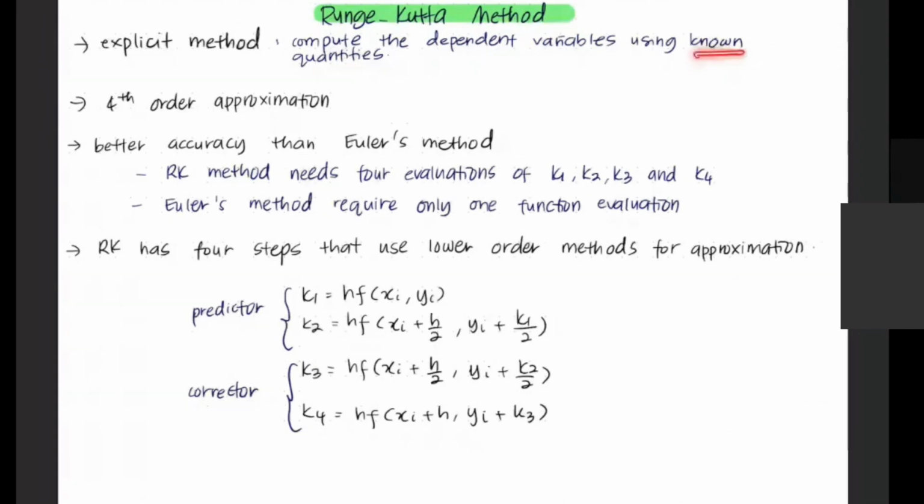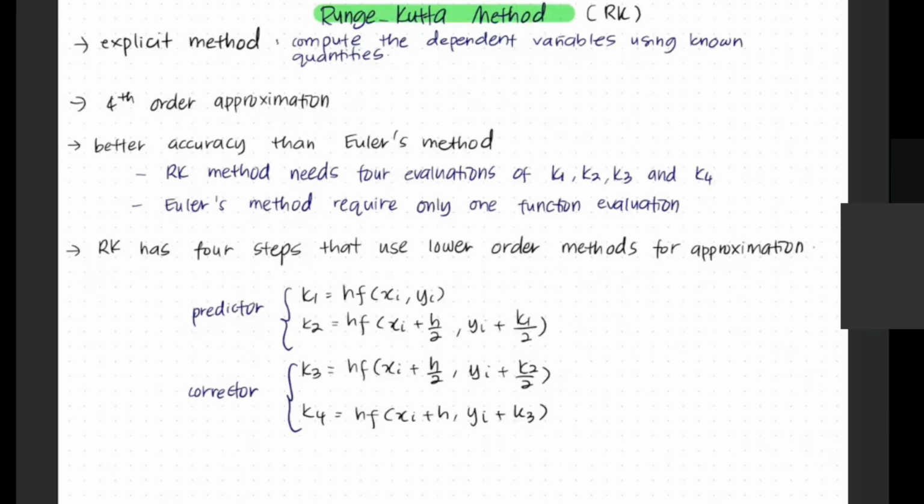Using the initial value. Runge-Kutta is a fourth order approximation. Euler method is first order. And the RK method has better accuracy than Euler's method. The RK method needs 4 evaluations: K1, K2, K3 and K4. We calculate more for the RK method. Meanwhile, Euler's method requires only 1 evaluation.